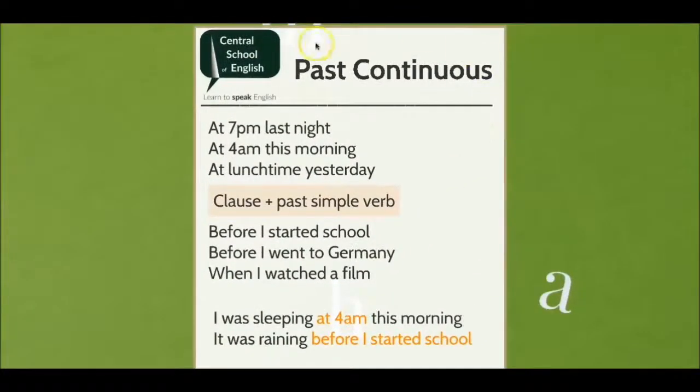When we make past continuous statements, we use time expressions such as at 7 p.m. last night, at 4 a.m. this morning, at lunchtime yesterday. We can also use the past continuous with a clause and a verb in the past simple tense. For example, before I started school, before I went to Germany, when I watched a film. Here are examples. I was sleeping at 4 a.m. this morning. It was raining before I started school.